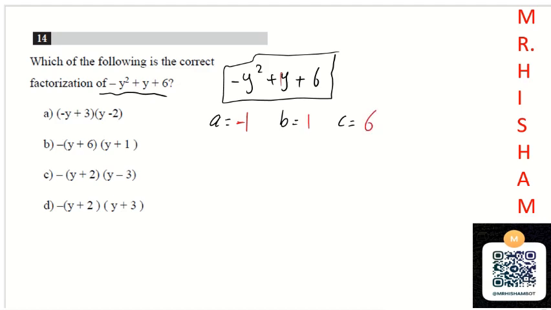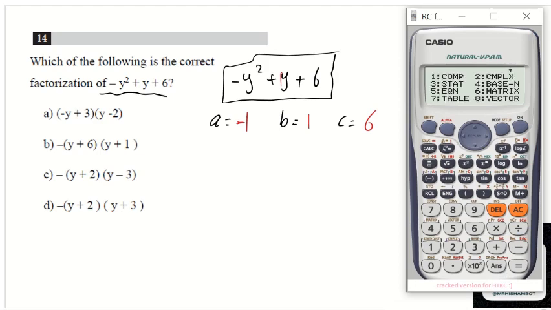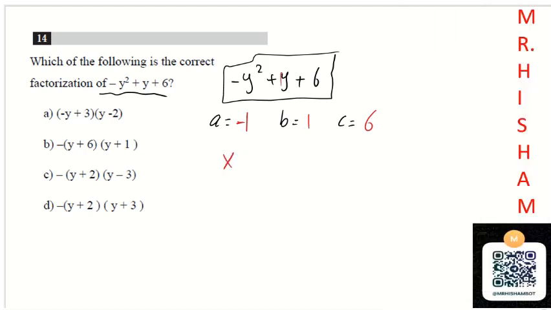So I use my regular calculator, press mode, equation, 3, because ax squared is number 3, and the value of a is negative 1, so I press negative 1, then equal. The value of b is 1, and the value of c is 6. Then I press equal. It gives me that x1 is equal to 3 and x2 is equal to negative 2.